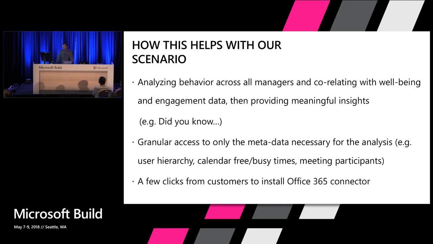So those analytics. The other thing I thought was powerful is that we can ask for only the data that we need to complete the analysis. So with the Graph API, it's very powerful, but you can also have access to a lot of stuff. And so in our case, all we really needed was the user hierarchy, free busy slots on people's calendars, and the participants of the meeting.